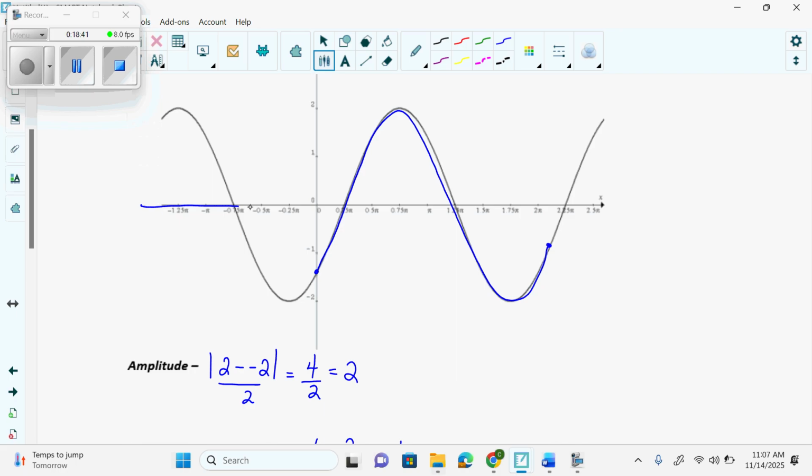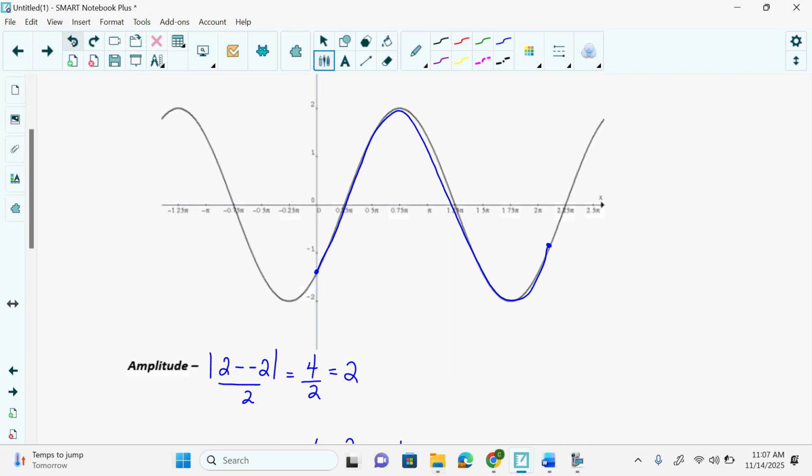So I'm going to go here, and I'm going to draw. I'm going to do a different color. Okay, I'm going to put my midlines on. Yes? Okay, you go do the rest.